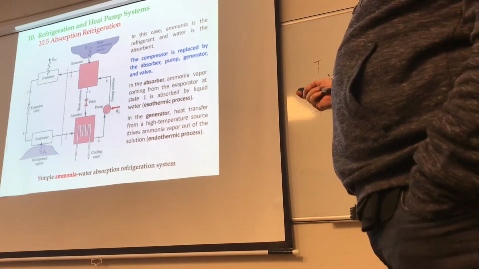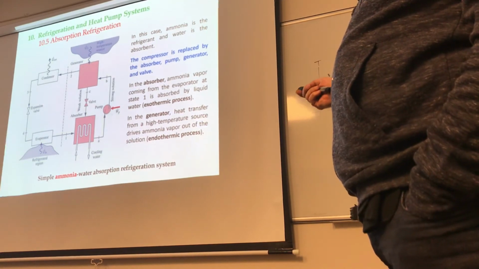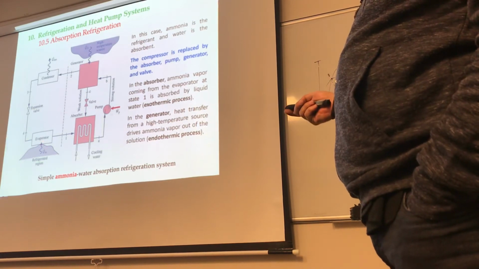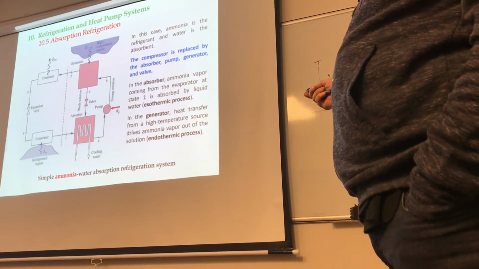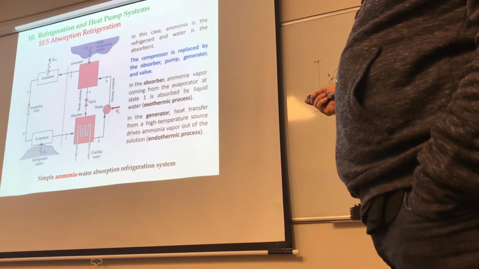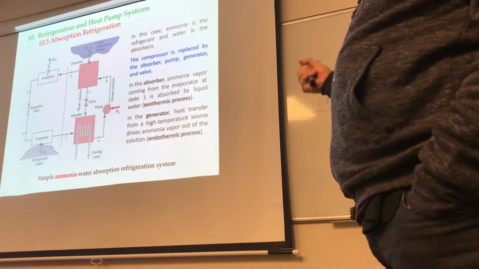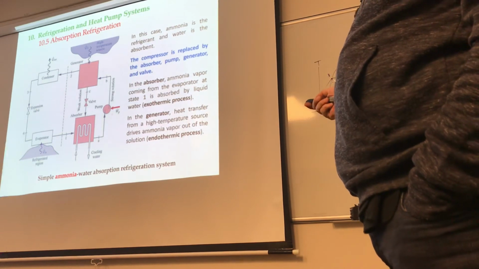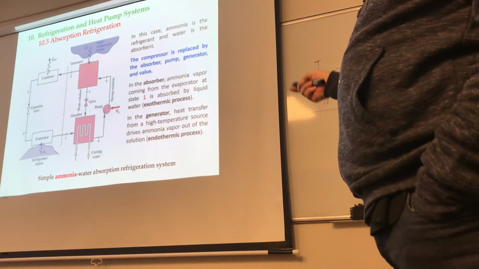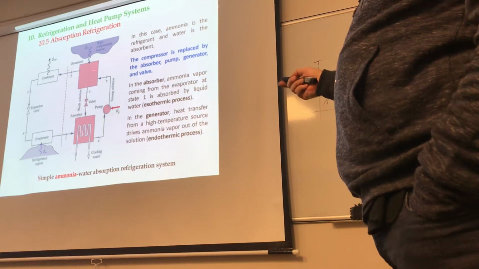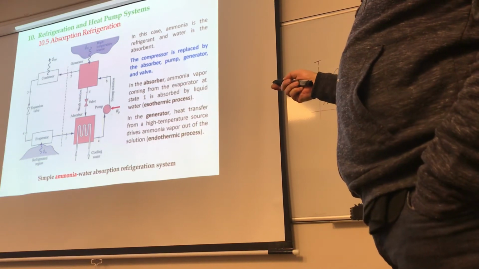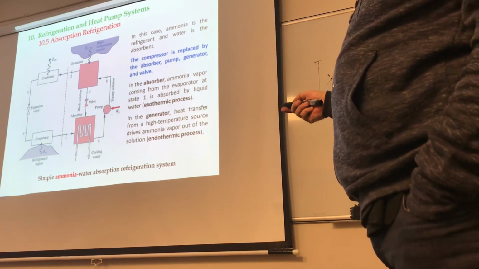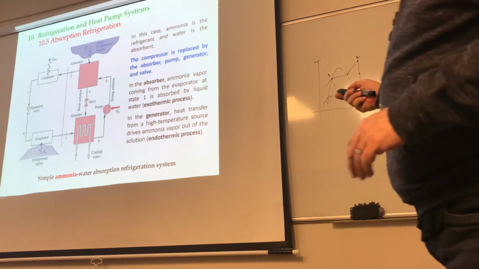Number two, so what's happening in the absorber? In the absorber, ammonia vapor coming from the evaporator at state number 1 is absorbed by a liquid. Then in the generator right here, heat transfer from a high temperature source drives ammonia vapor out of the solution, and everything kind of resumes in a normal fashion.